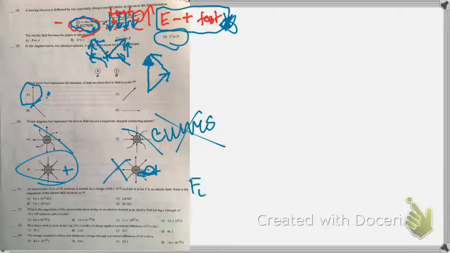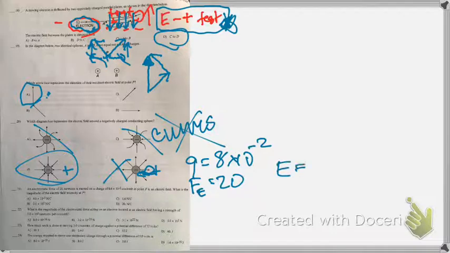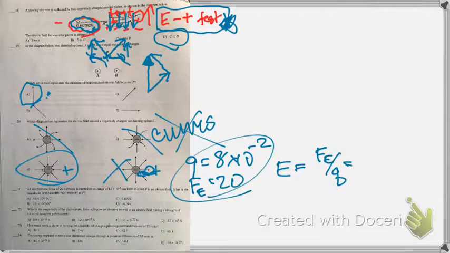Next question, electrostatic force. So we have Fe is 20 newtons, exerted on a charge. Q is equal to 8 times 10 to the negative 2. What's the magnitude of the electric field? The formula is Fe over Q. This is one of those easy questions. Just divide the two, and the answer is B.